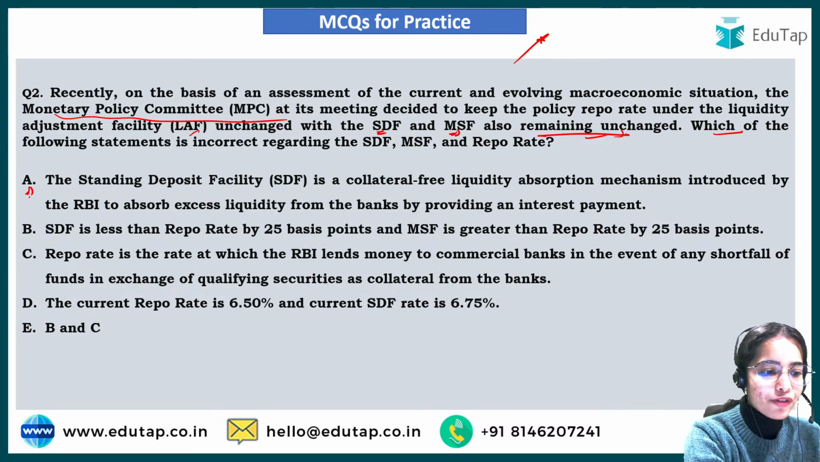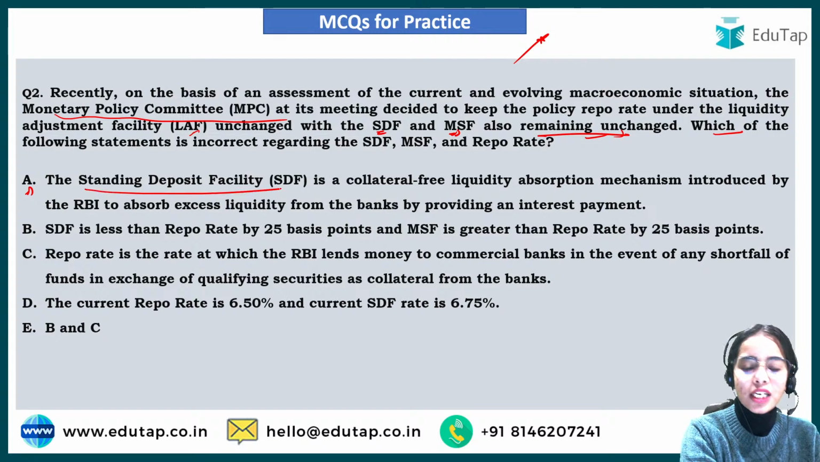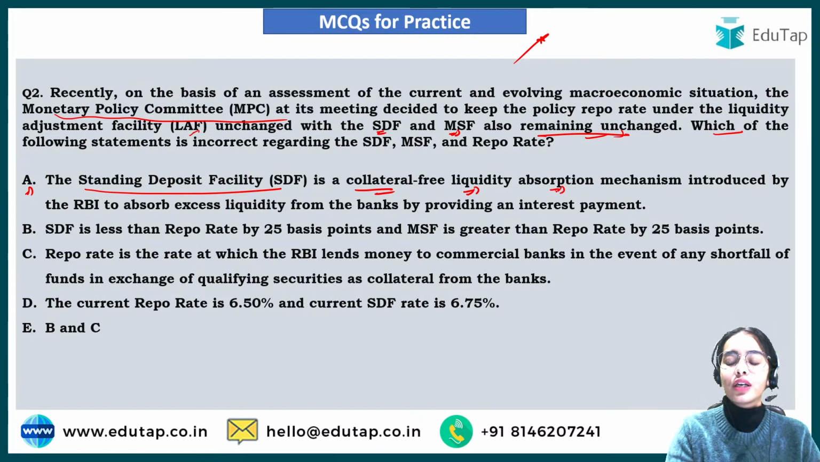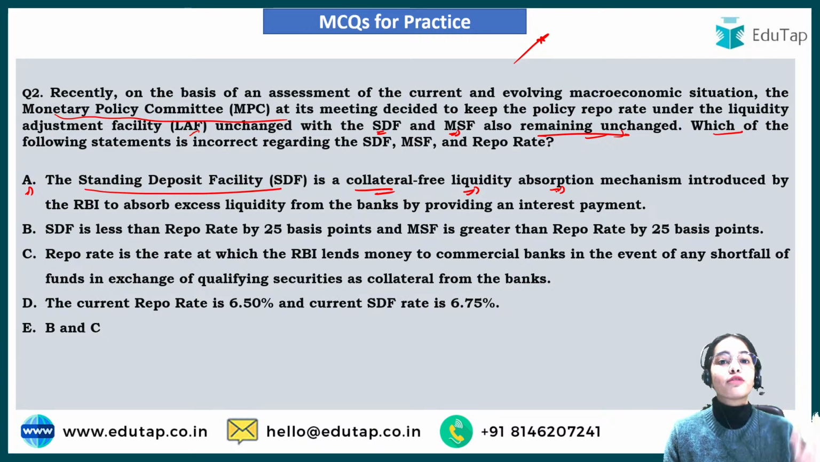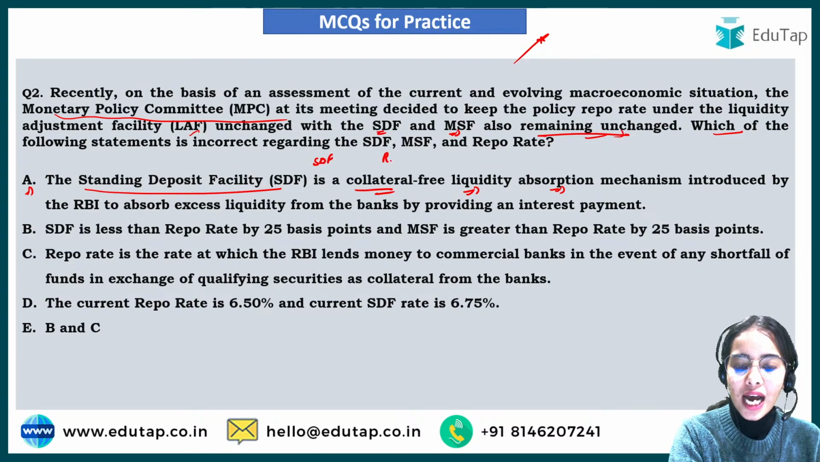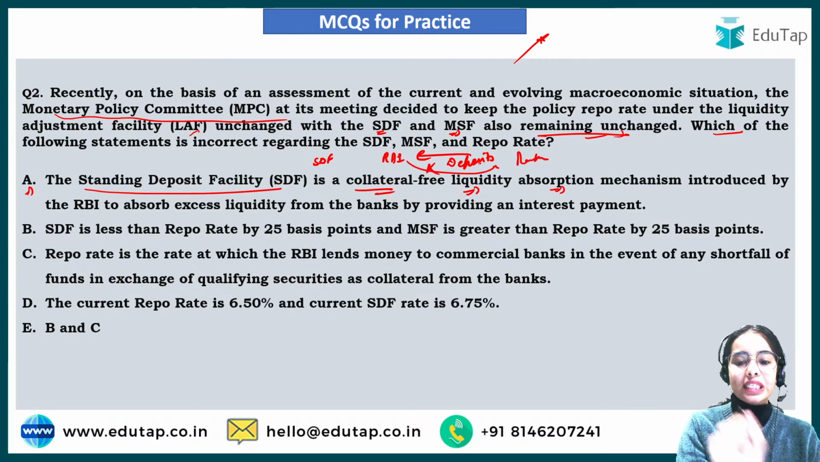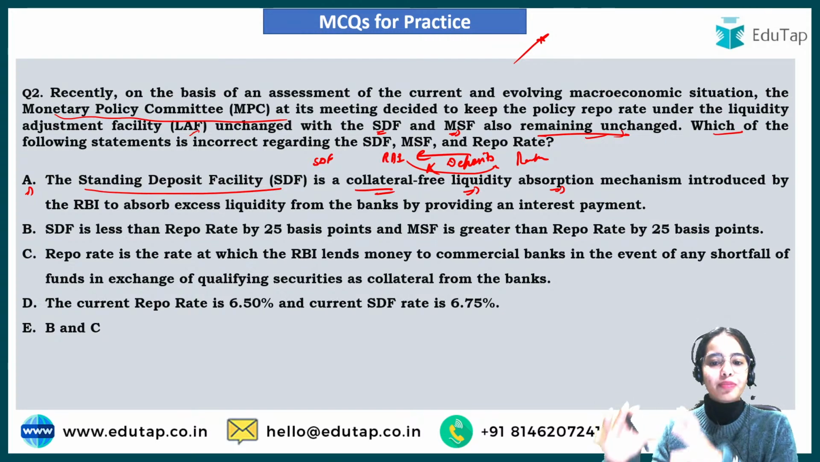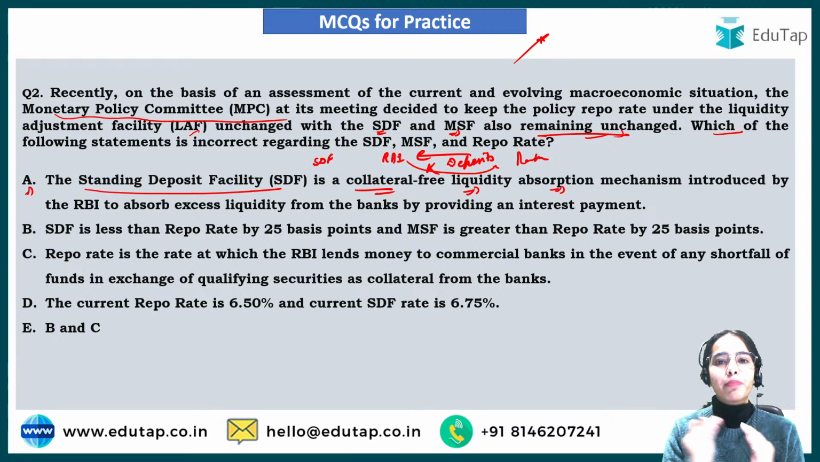So let's start from statement 1. The standing deposit facility is a collateral free liquidity absorption mechanism introduced by the Reserve Bank of India. That is correct, because under the standing deposit facility, the RBI is taking the deposits from the banks without giving them any collateral. So it is a collateral free liquidity absorption mechanism where the RBI absorbs the liquidity from the banks by taking the deposits from the banks.